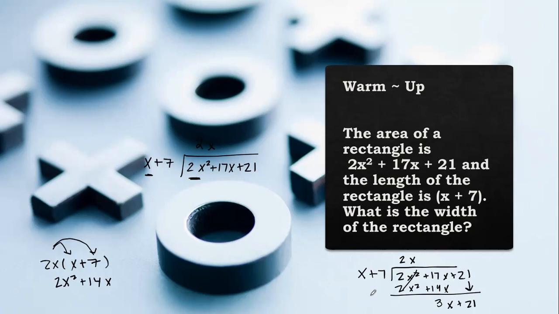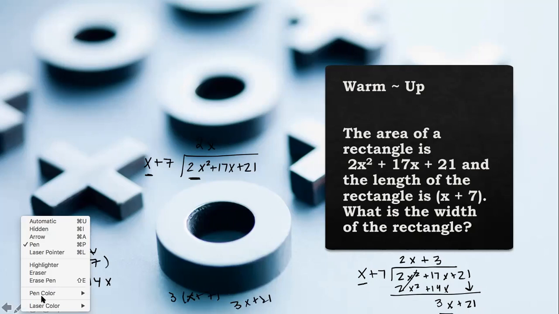And so I'm starting that process over again. x times what will give me 3x? 3. And this is the answer to x plus 3, but I could go and do the 3 times the x plus 7 over here. That would give me 3x plus 21, and I would put that underneath here, and that would all just cancel out. So the answer would be 2x plus 3.